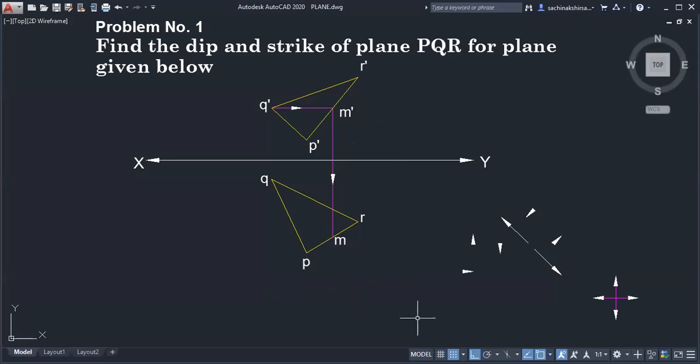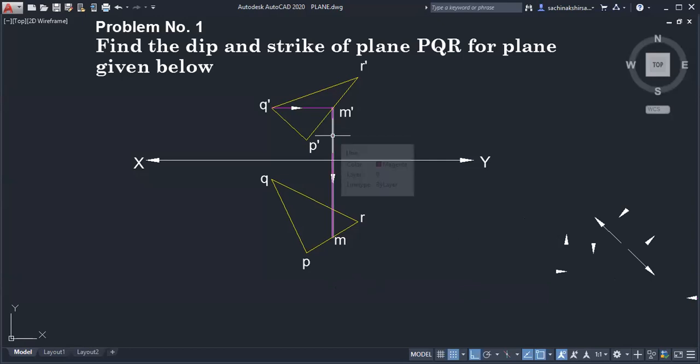Up to this, please complete this. Locate the point in front view and in top view. Have you located the point in top view? Yes, sir. After this, just as we joined Q dash M dash, similarly we have to join this line also. The QM line we have to join.